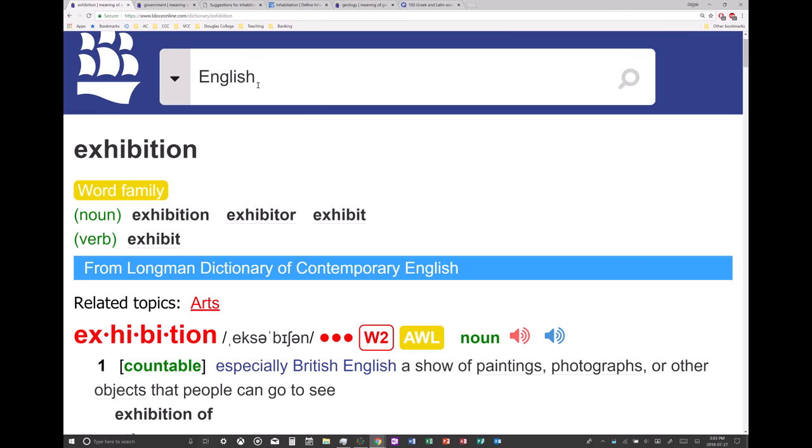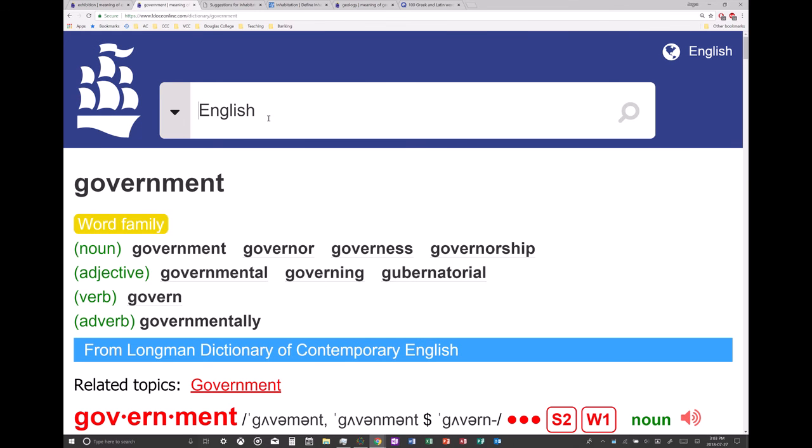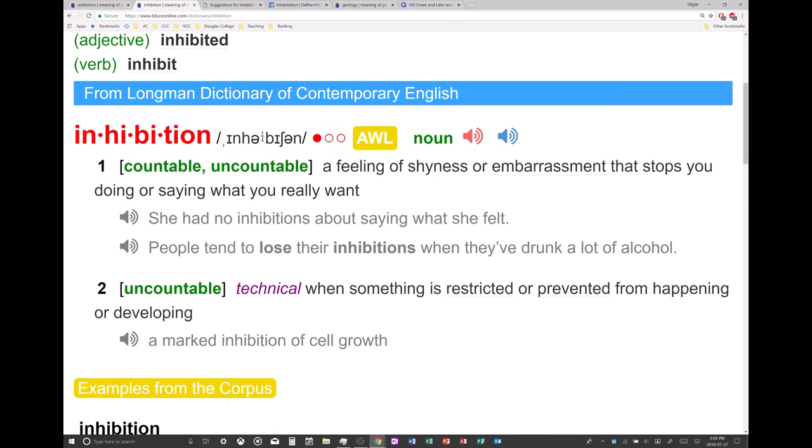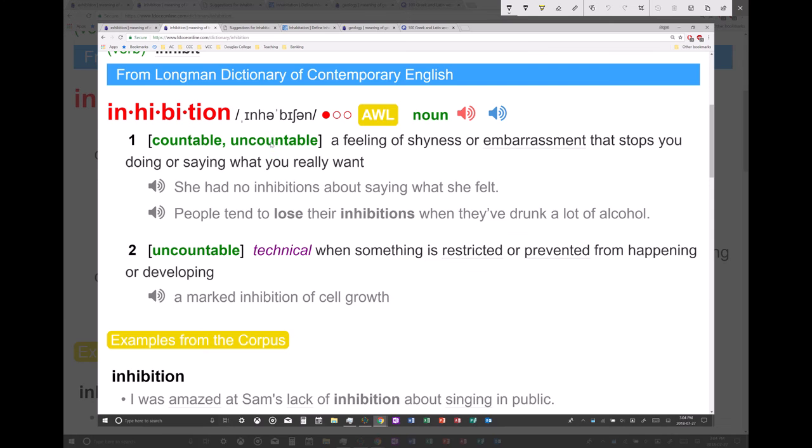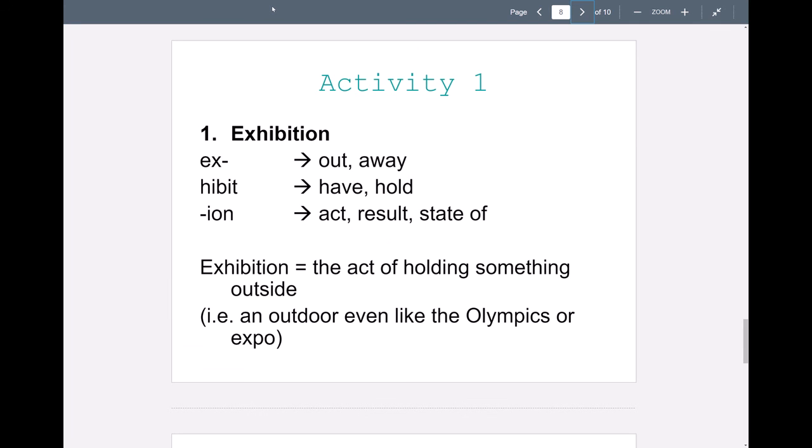Now, compare this with inhibition. Inhibition is not talking about shows or events, but it's something that is not showing, something you don't want to show, and something that is stopping you from doing something or stopping something from happening. But you see, the prefix in is indeed the opposite of ex.